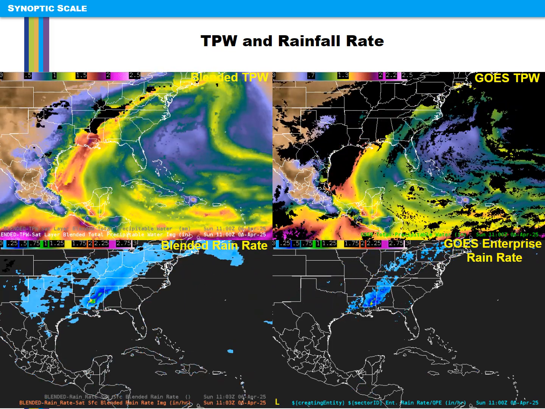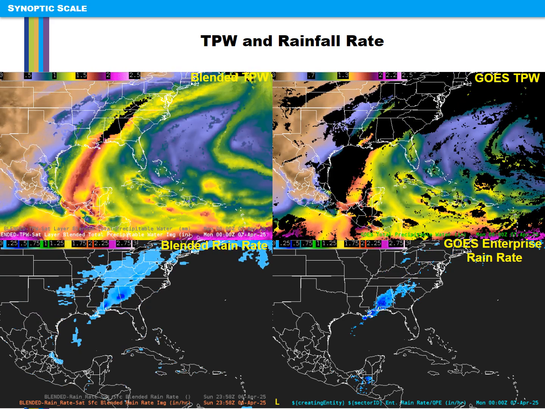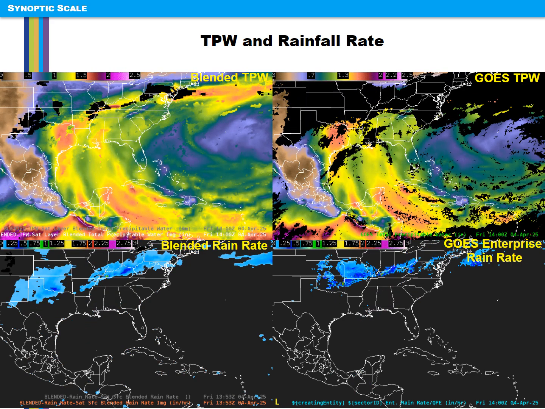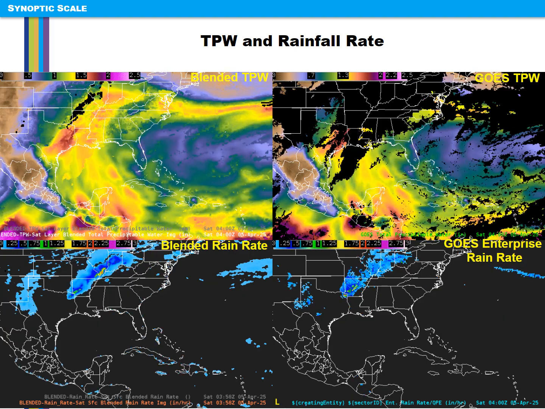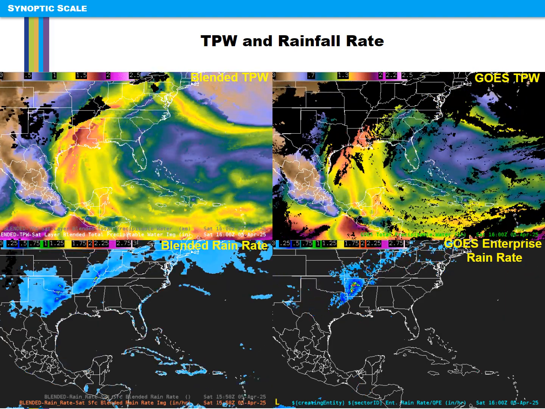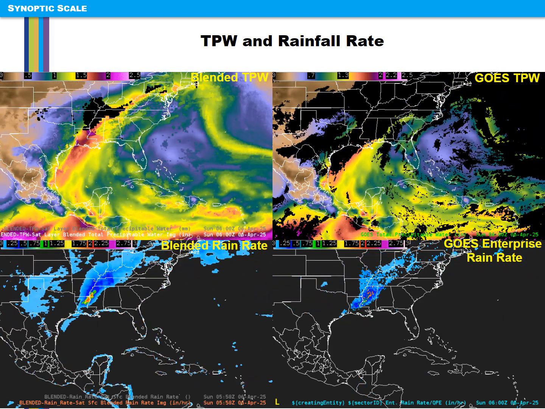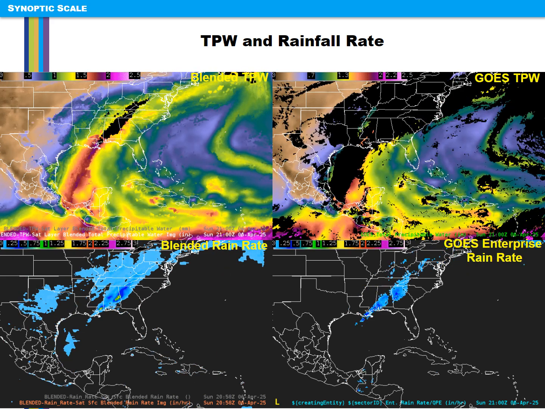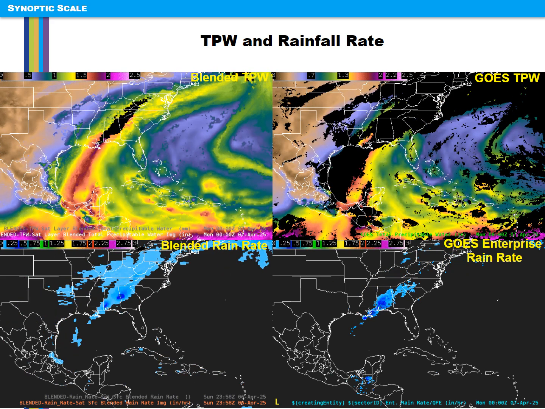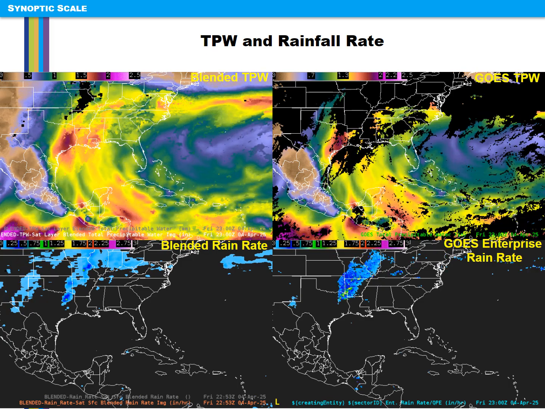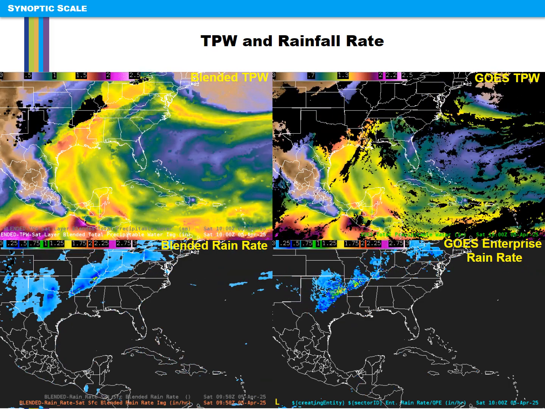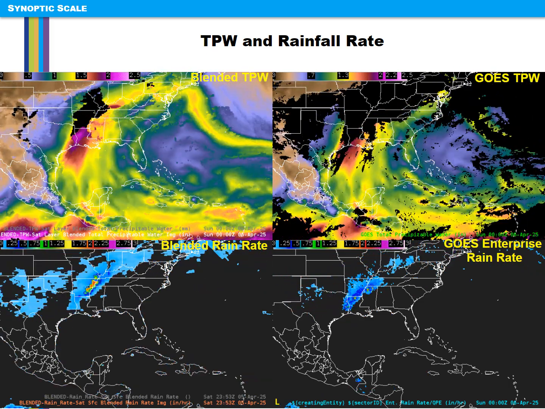TPW data derived from satellite instruments is an extremely useful way of analyzing the moisture plumes associated with atmospheric rivers, and also offers a direct comparison with NWP guidance via the readily available TPW field. Rainfall rate data provides where and how much rainfall is occurring to help identify regions of excessive rainfall.